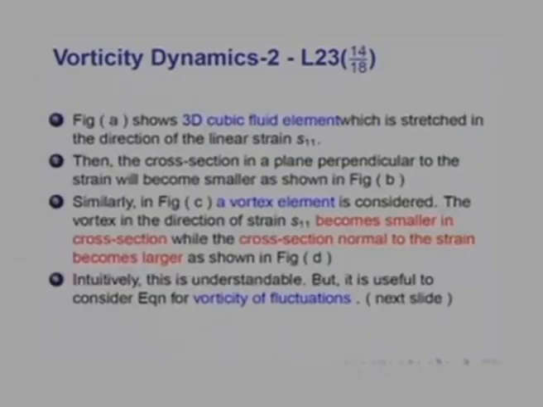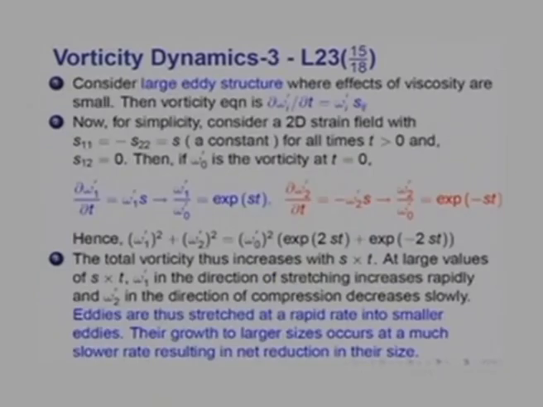Now, intuitively, of course, this is understandable, but it is useful to consider the equation for vorticity fluctuations on the next slide. I will return to the 3D cubic element after this explanation. So, consider a large eddy structure where effects of viscosity are small. Then the vorticity equation will read as d omega_i' by dt equal to omega_j' into S_ij. Again, I have not derived here the full form of the vorticity equation, but when viscosity goes to 0, you could very well take it as that for the purposes of discussion.